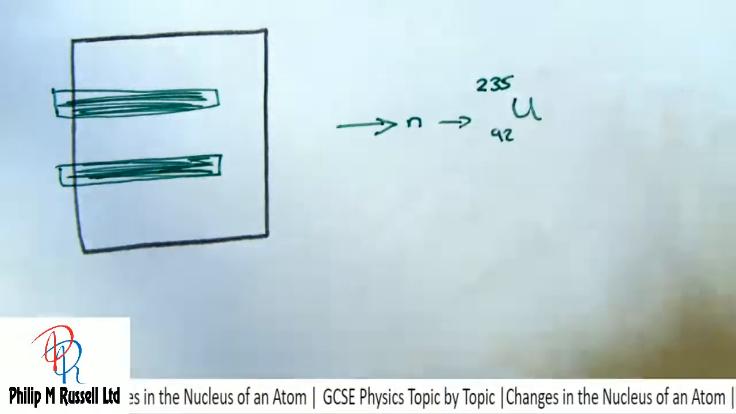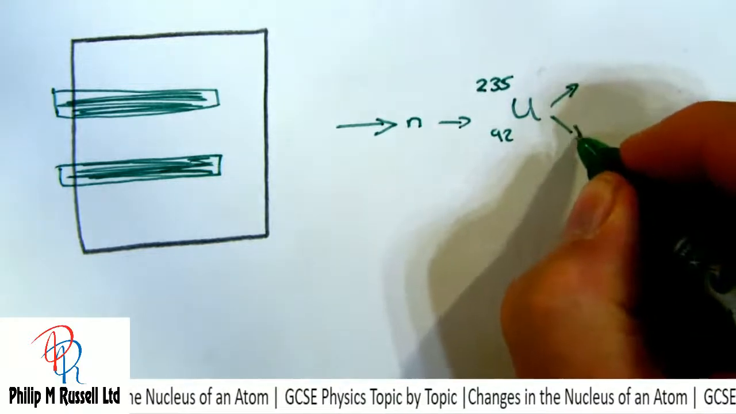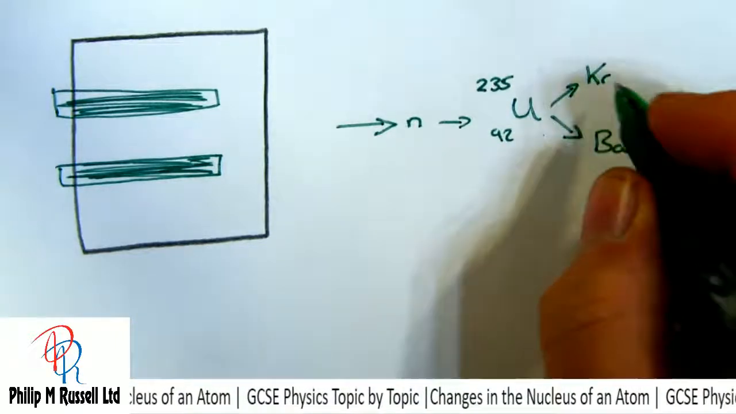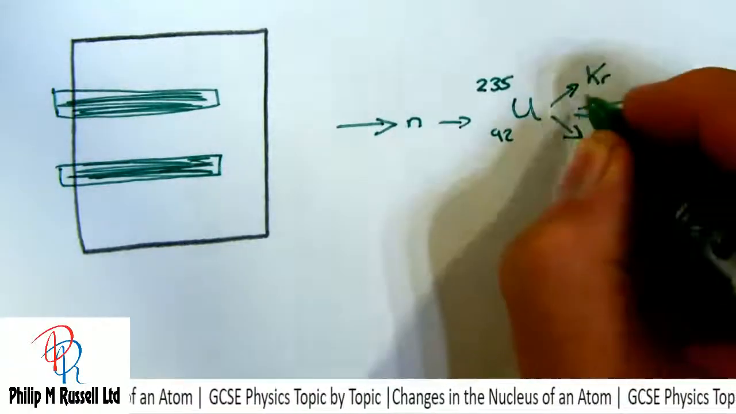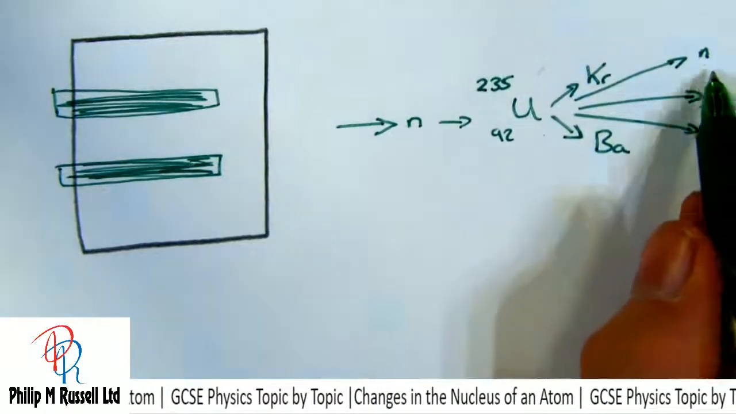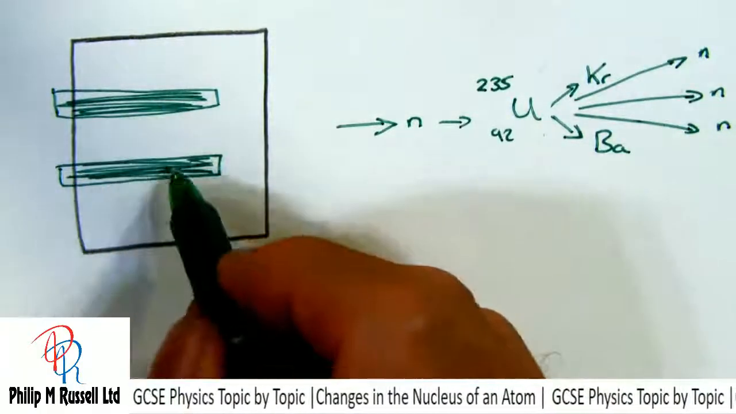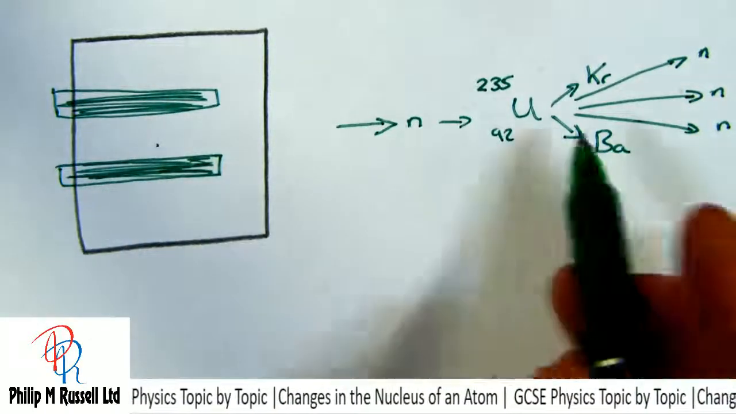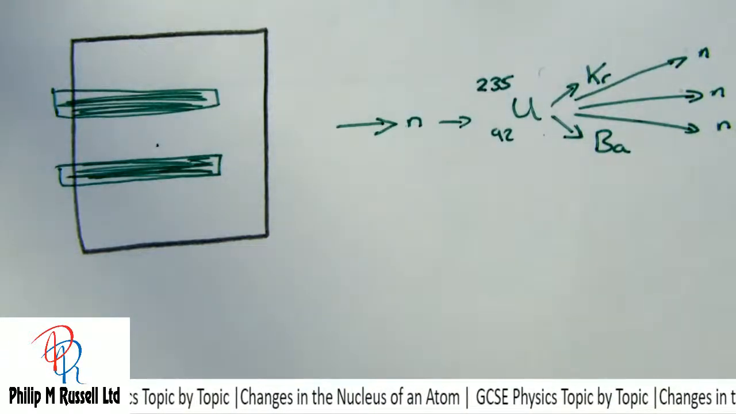And if it's the right sort of uranium, then the uranium atom will be split in two, and it will form two new elements, in this case krypton and barium, and it's going to give out 3 high-speed neutrons. Now if these neutrons are in very close proximity to more uranium, then we're going to get more of these reactions with more heat being given out. So this doesn't go critical.